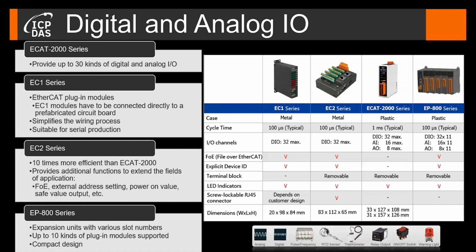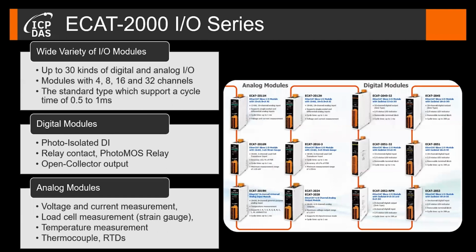And our fourth type is the expansion unit, the EP8000 series. It basically combines several distributed slave stations into one compact unit to decrease the required cabinet size.